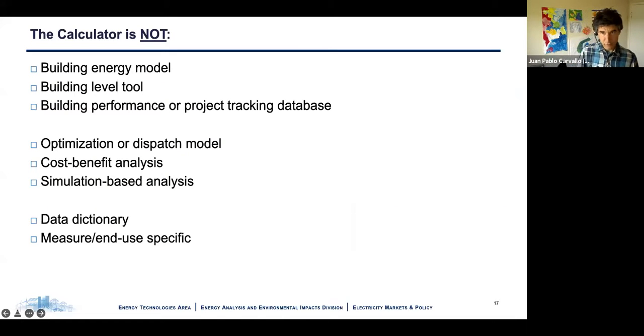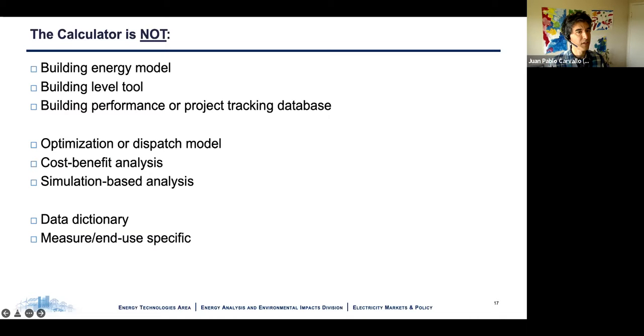I've been talking a fair amount about what the calculator does, but it's also important to clarify what it is not. It is not a building energy model or a building level tool or a building performance or project tracking database. There's nothing in the calculator that calculates or simulates anything about buildings. It relies on information calculated exogenously, particularly the hourly shapes that are generally produced taking into consideration building tools, but those act as inputs to the calculator, and the calculator itself does not do anything related to building assessments.